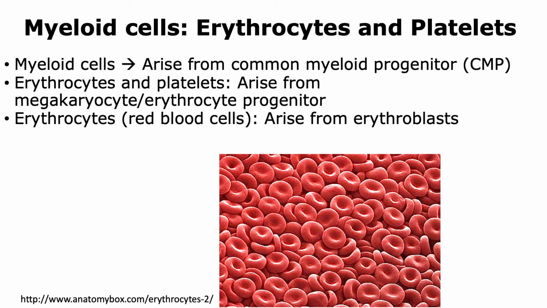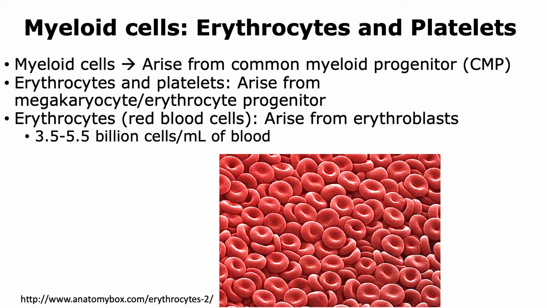Now, erythrocytes are red blood cells, and they arise from erythroblasts. So if you try to map the different stages of differentiation, it starts with the hematopoietic stem cell that forms a common myeloid progenitor, which then forms the megakaryocyte erythrocyte progenitor, which then forms the erythroblast, and finally the erythrocytes.